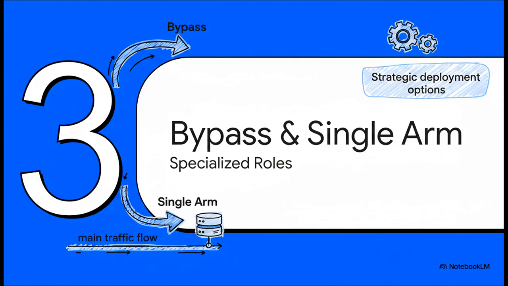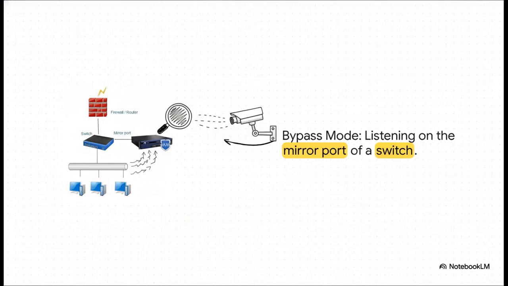All right, let's look at Section 3, Bypass and Single Arm. These are what we call our specialized roles. With bypass mode, the IAG doesn't interrupt the link between the firewall and the core network at all. Instead, it kind of just hangs off to the side, connected to a mirror port on your switch.